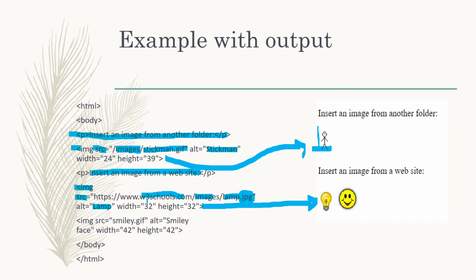You can see that everywhere else I have given a full path. But here I have given only smiley.gif, and so my work is less over here, because I have used the image which is already there in the same folder in which I am making the website. That is why I don't need to specify the full path. I only specified the name of the image. Now I have given the alternate name, that is smiley face. Next, the width is 42 and the height is also 42.